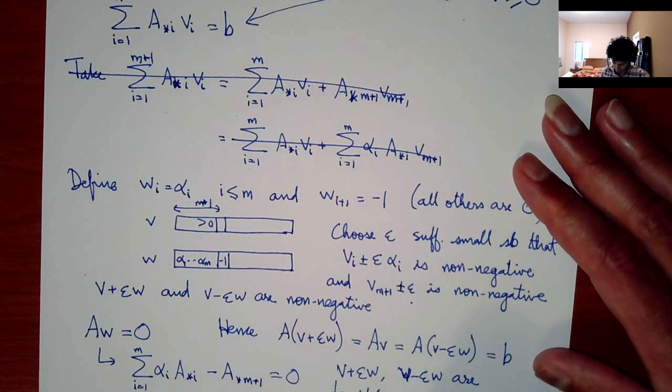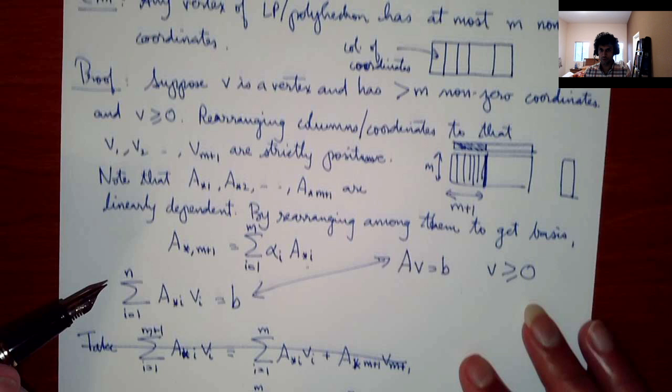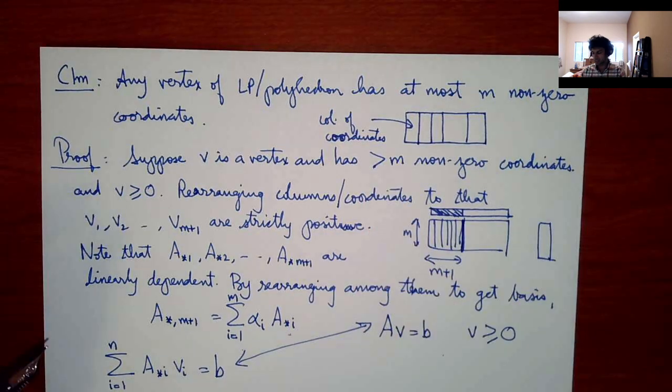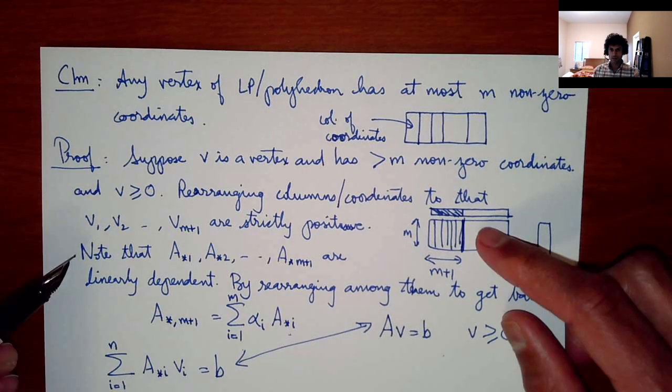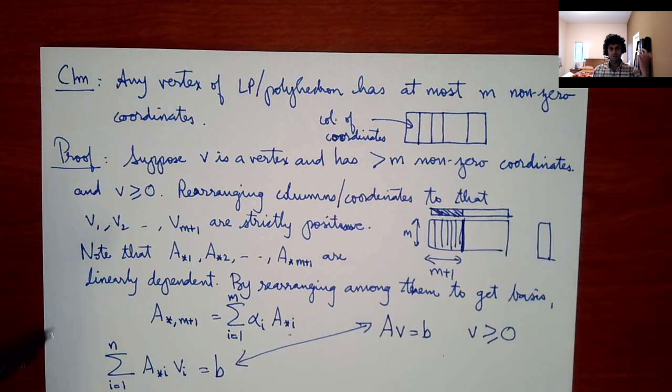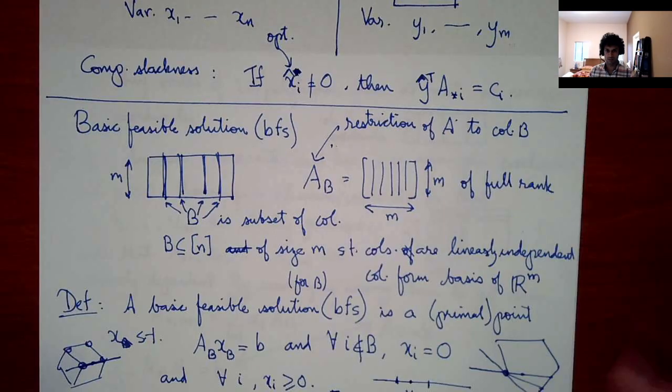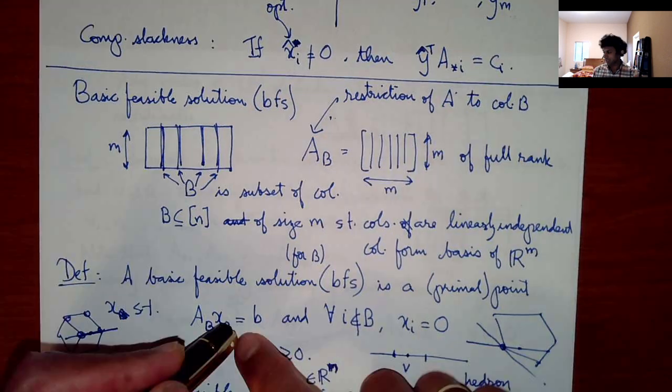So basically it says that if you have strictly more than m non-zero coordinates, then by some linear algebra, you can do some column rearrangement, move things around, and what you can deduce is that V is not a vertex. Consequently, any vertex has at most m non-zero coordinates. And that connects to our basic feasible solution, where we select m non-zero coordinates, because that's exactly given by the basis.